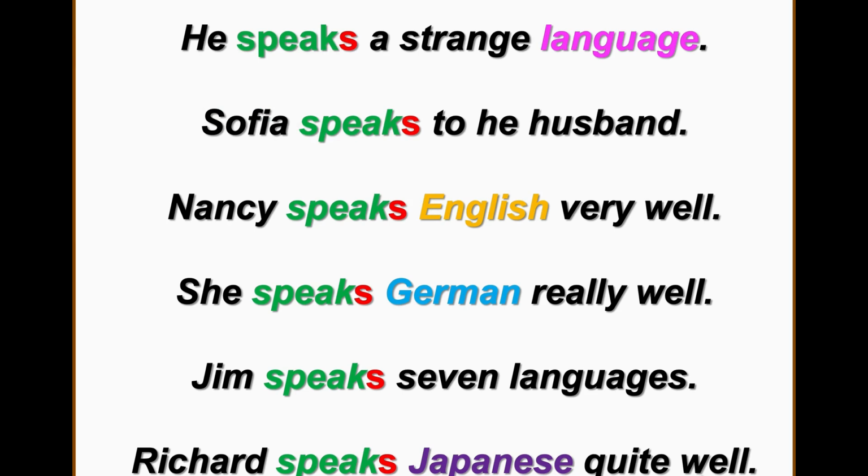Positive form. He speaks a strange language. Sophia speaks to her husband. So there is an R missing, her, not he, her. So the R is missing. So Sophia speaks to her husband. Nancy speaks English very well. She speaks German really well. Jim speaks 7 languages. Richard speaks Japanese quite well.